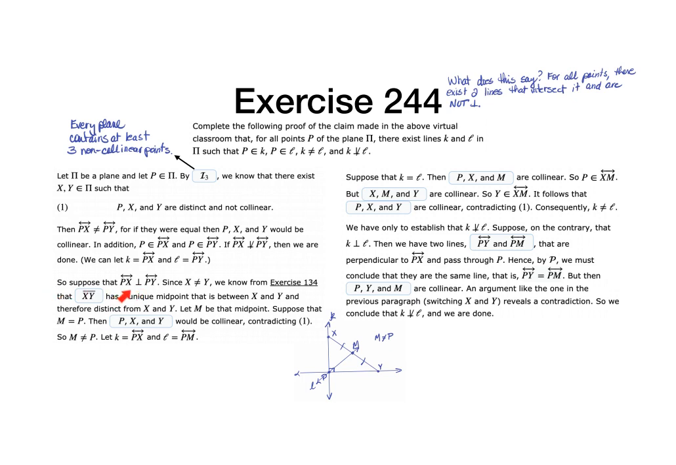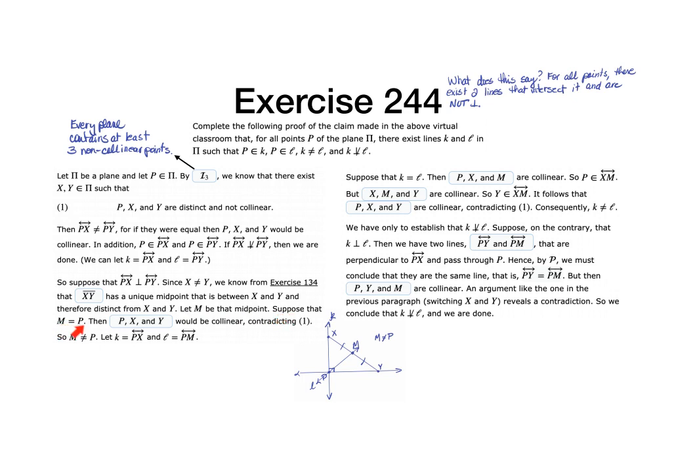So suppose that Px and Py are perpendicular, and you can see that I drew myself a picture down here where that was the case. Since x is not equal to y, we know from exercise 134 that segment xy has a unique midpoint that is between x and y and therefore distinct from x and y. So I have drawn a segment xy, and then I drew the midpoint M. Let M be that midpoint.